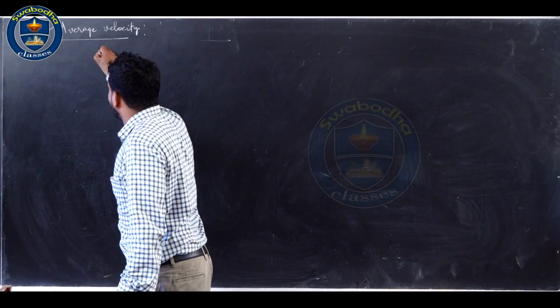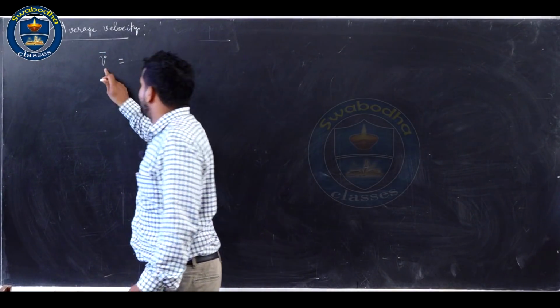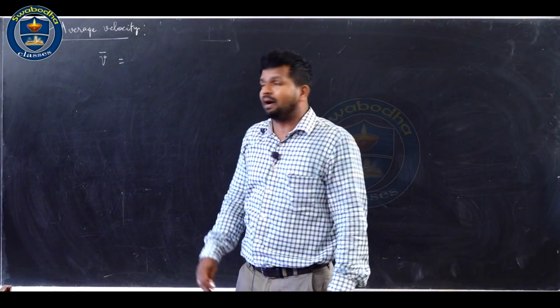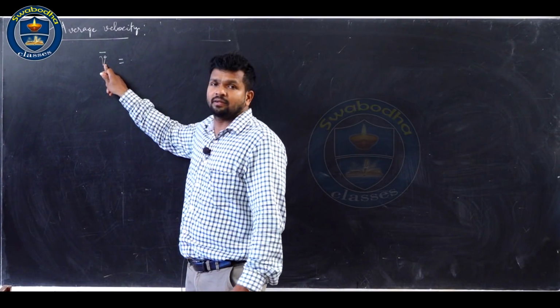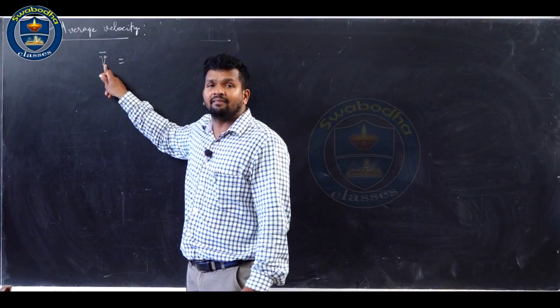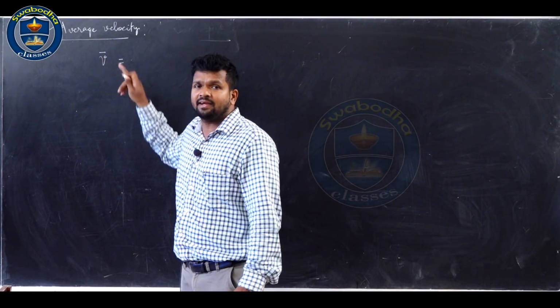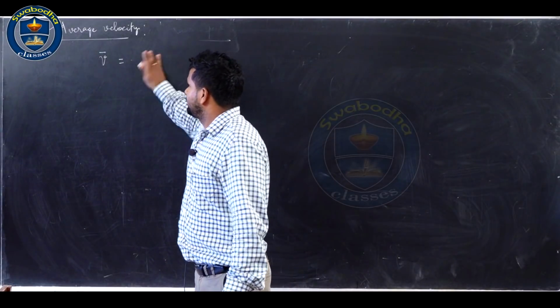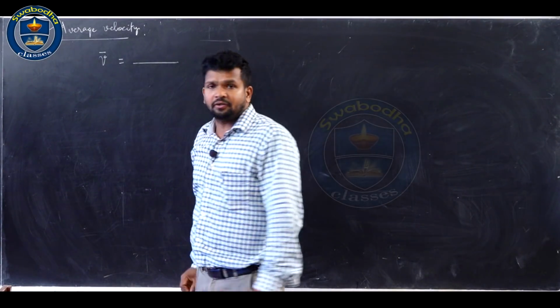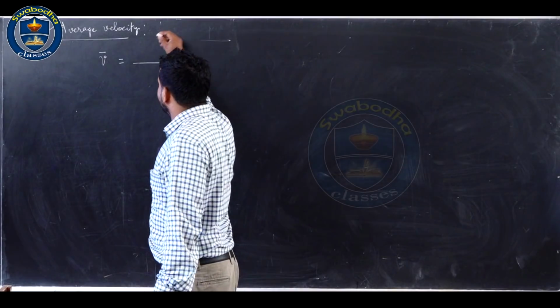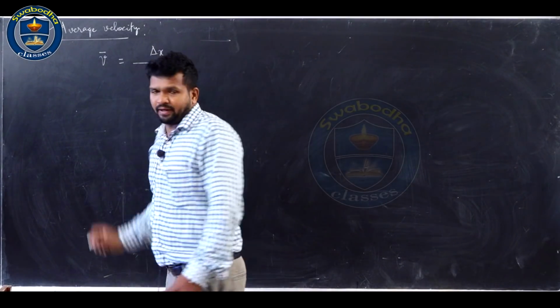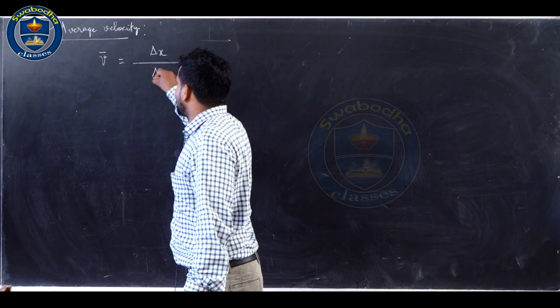The average velocity is denoted by the letter V bar. The bar over the quantity represents the average quantity. Here V is velocity, V bar is average velocity. It is defined as the ratio of displacement over the time interval.